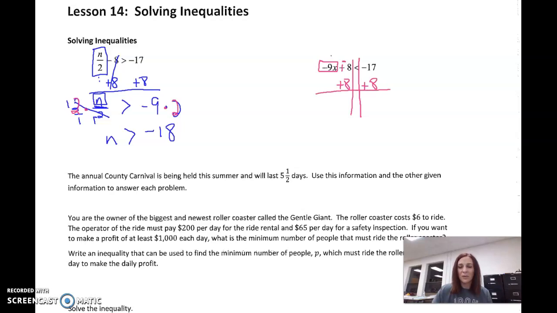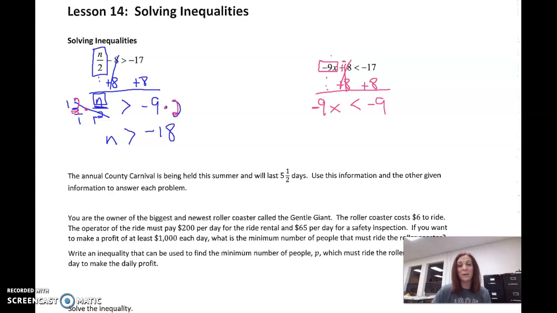Okay, did not realize how similar these problems were. I bring down my negative 9x, negative 8, positive 8. That cancels to give me 0. I bring down my inequality. Let me erase these lines out of here just so we can see something. And negative 17 plus 8, guess what? It is still a negative 9.